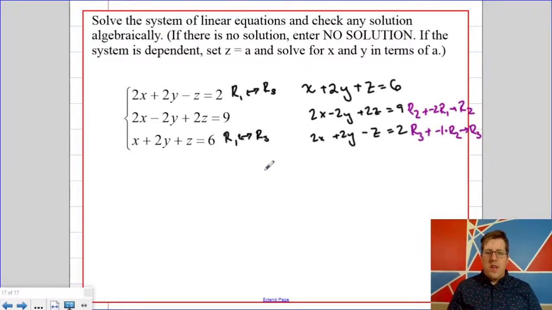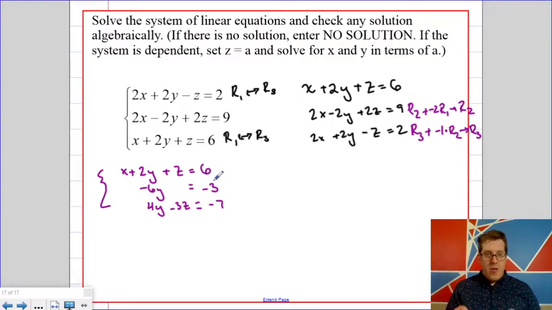Okay, so to cancel out the x in the bottom row, I'm going to subtract the second row from it, or add -1 times the second row. To cancel out the x in the middle row, I'm going to add -2 times the first row.